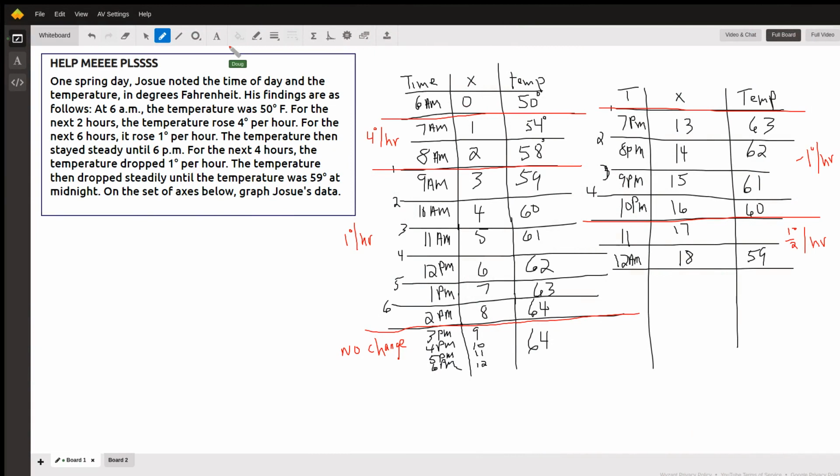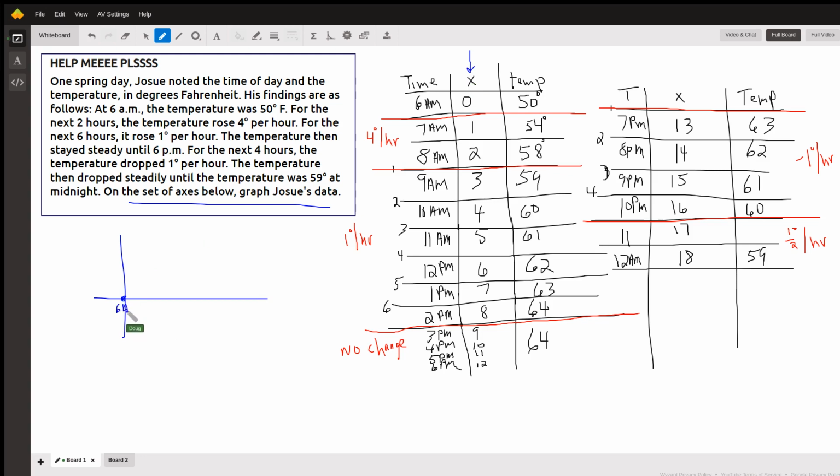Okay, this post didn't actually show what the set of axes below looked like, but here's a table that kind of illustrates the situation. At 6 a.m. Oh, and by the way, we're going to use a horizontal axis where 0 represents 6 a.m.